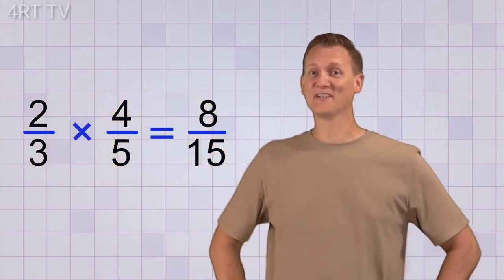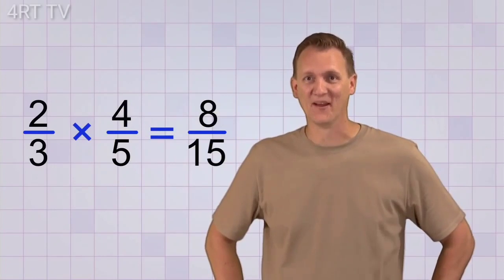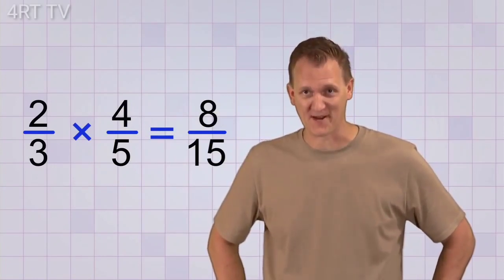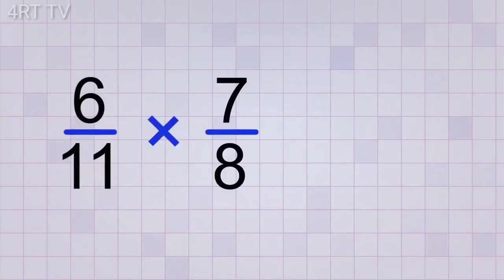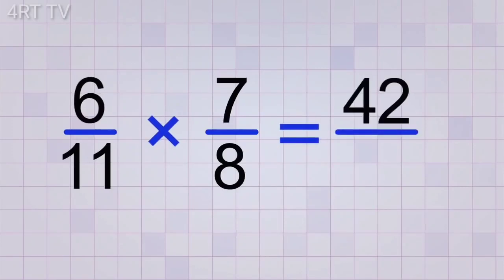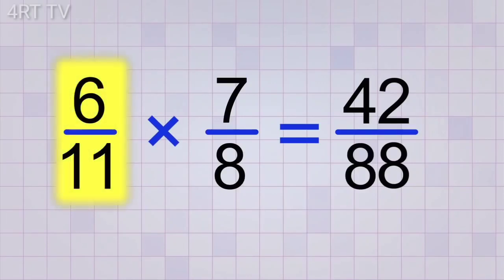See how easy that was? And fun too. Even funner than video games. Okay, time for another example. Let's try 6/11 times 7/8. From our multiplication table, we know that 6 times 7 equals 42. So 42 is the top number of our answer. And on the bottom, we have 11 times 8, which is 88. So 6/11 times 7/8 equals 42/88.